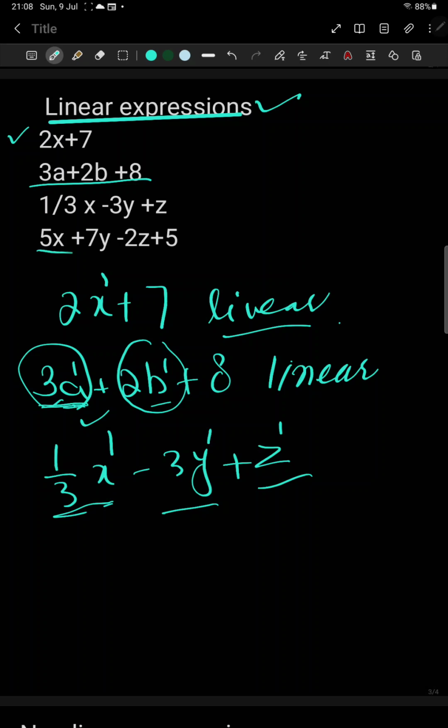Next one, this one. The index in first term is 1, the index in second term is 1, the index in third term is 1, and the index in fourth term is 0. So this is also a linear expression.